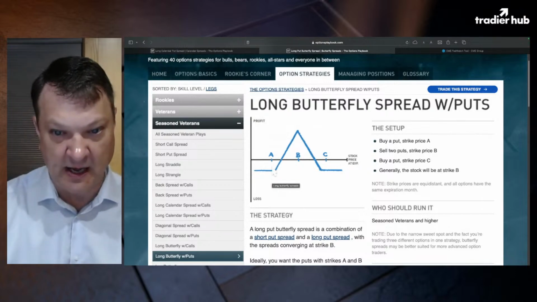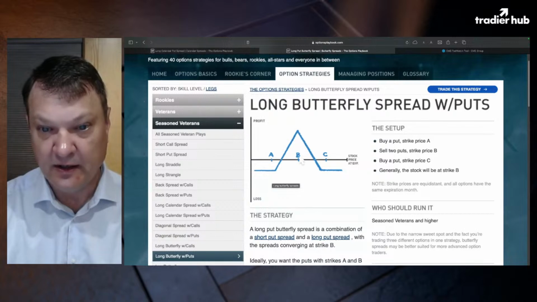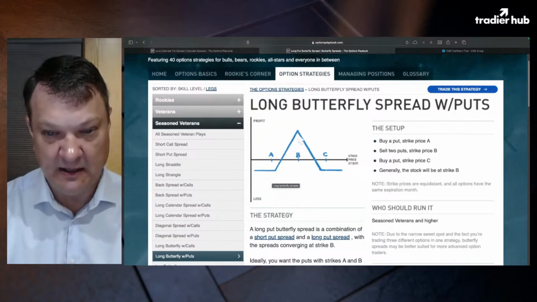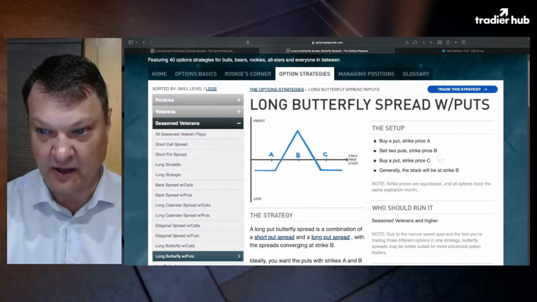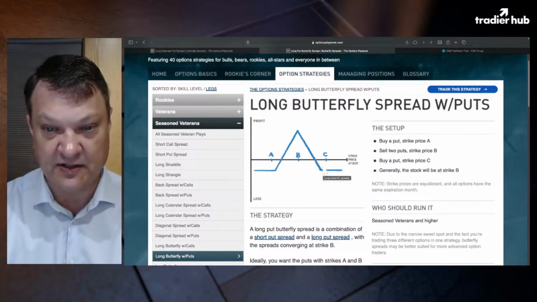This is all the way down. That's the furthest out of the money. You're selling strike B, which is, there's going to be a lot of juice in those option contracts because you're selling two of them, and then you're buying strike C.